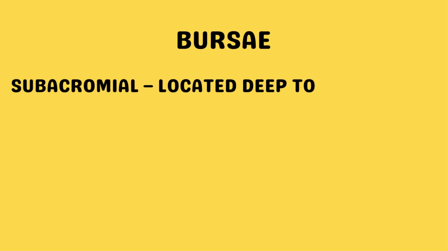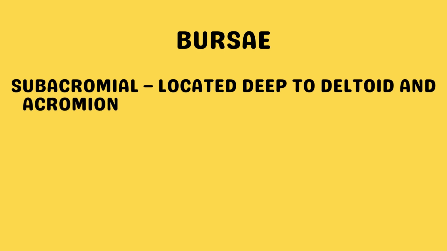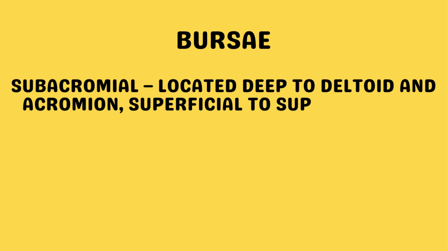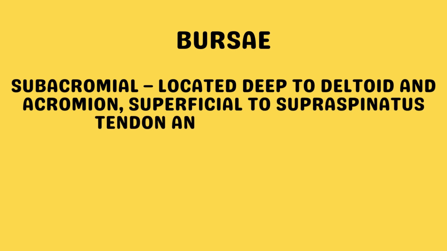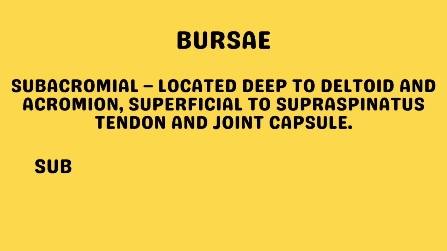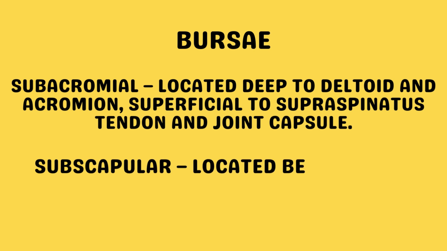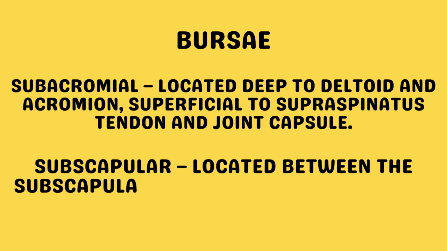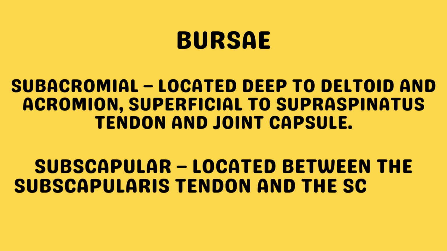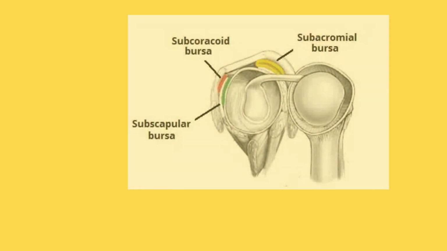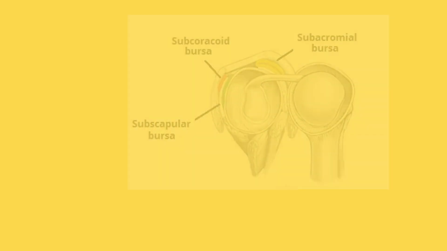The shoulder joint has several bursae, but the two most important are the subacromial and the subscapular. The subacromial is located deep to the deltoid and the acromion, and superficial to the supraspinatus tendon and the joint capsule. The subscapular bursa is located between the subscapularis tendon and the scapula. In this picture you can appreciate the three bursae: subcoracoid bursa, subacromial bursa, and the subscapular bursa.